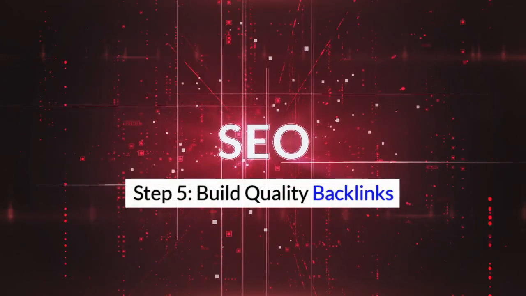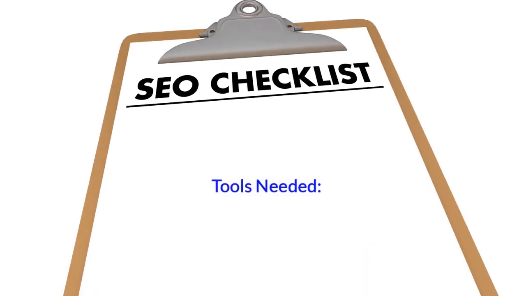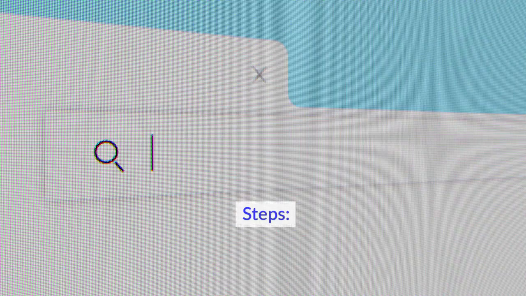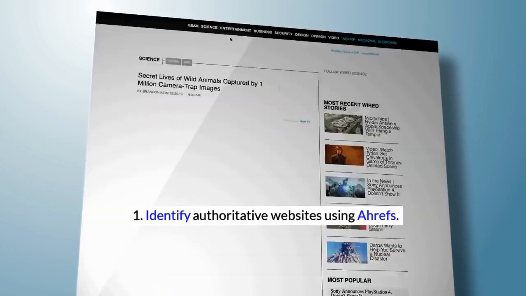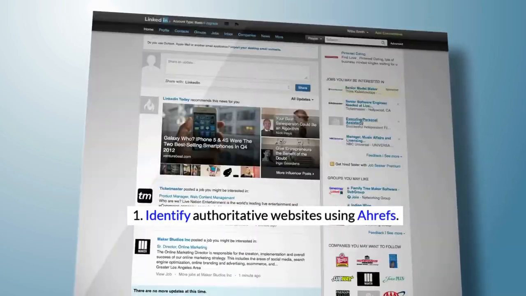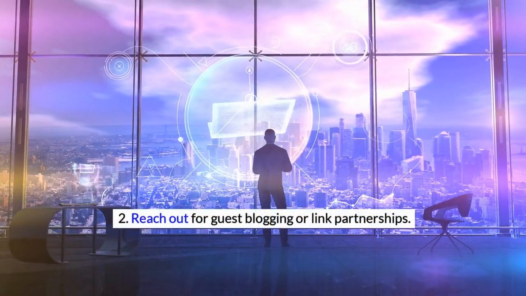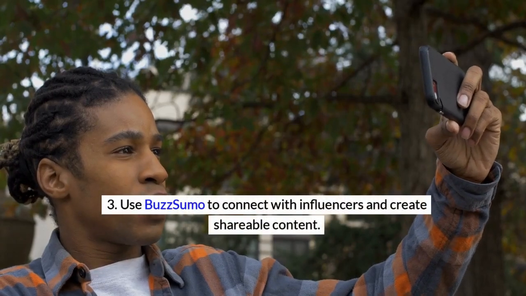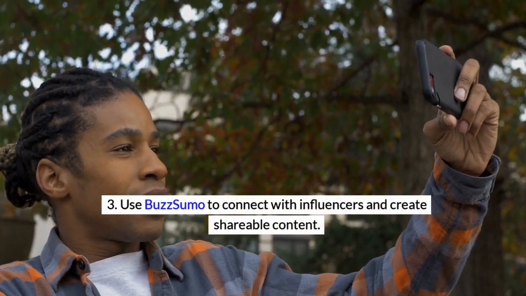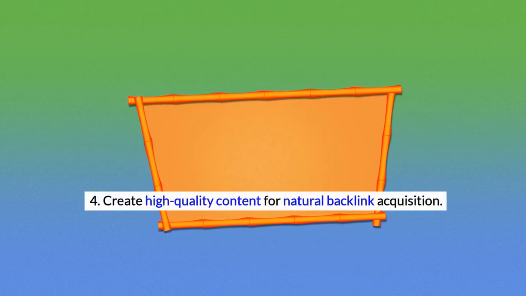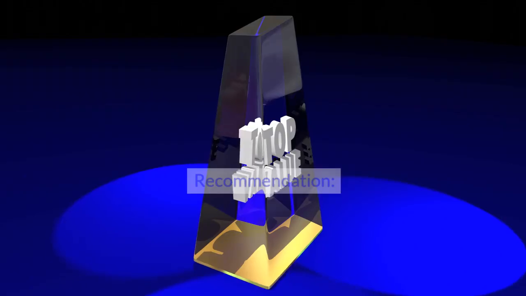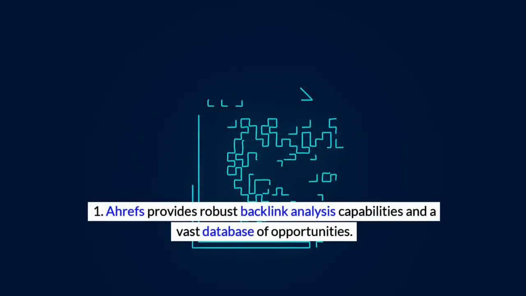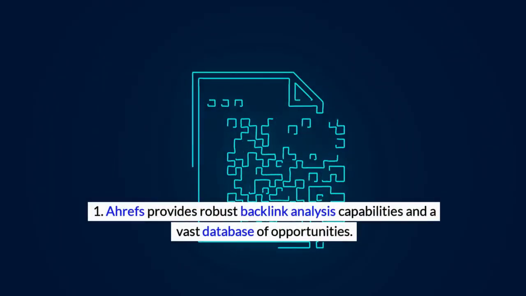Step 5. Build quality backlinks. Tools needed. 1. Ahrefs. 2. BuzzSumo. Steps. 1. Identify authoritative websites using Ahrefs. 2. Reach out for guest blogging or link partnerships. 3. Use BuzzSumo to connect with influencers and create shareable content. 4. Create high-quality content for natural backlink acquisition. Recommendation. 1. Ahrefs provides robust backlink analysis capabilities and a vast database of opportunities.